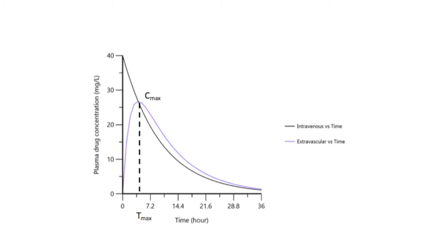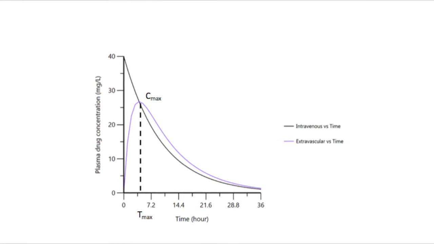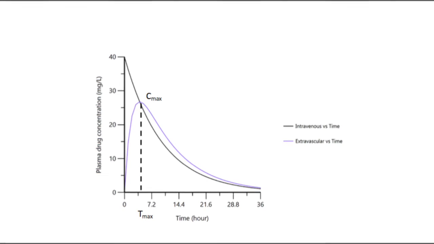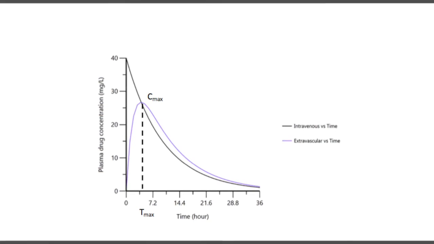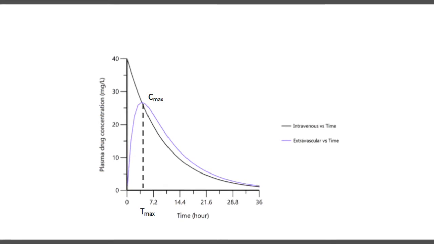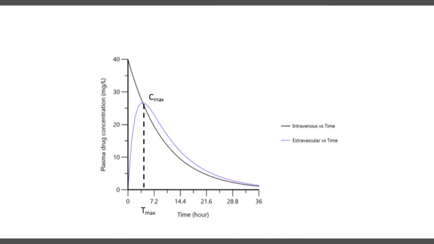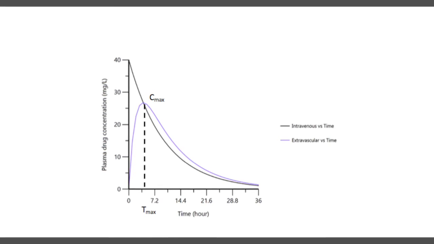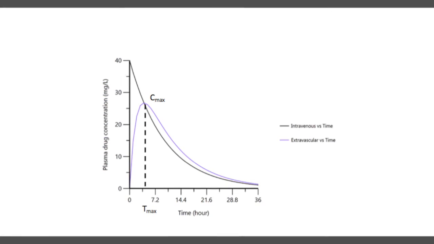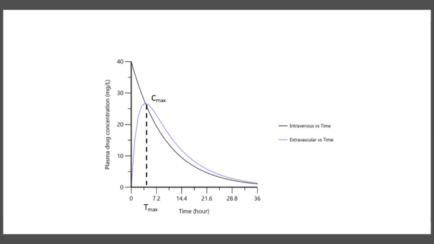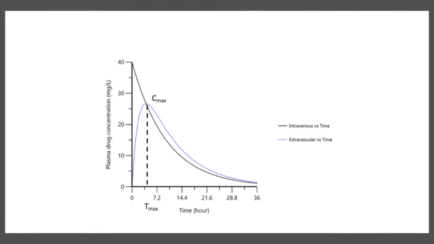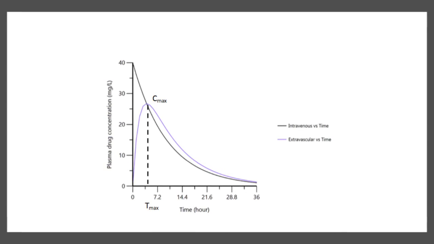The first is the difference between the plasma drug concentration time curve following intravenous administration compared to the curve following extravascular administration. Notice that because the drug is not administered directly into the venous blood and must first be absorbed from the site of administration, there is an initial phase when the rate of absorption is greater than the rate of elimination because there is a higher concentration of drug at the site of administration compared to the blood, and during this time the plasma drug concentration is rising.